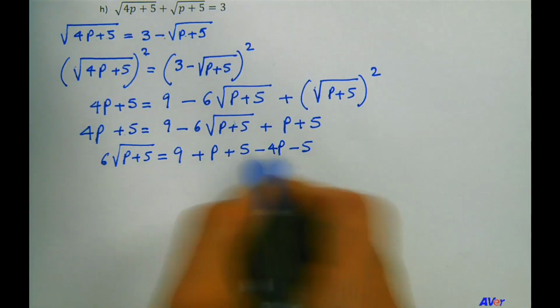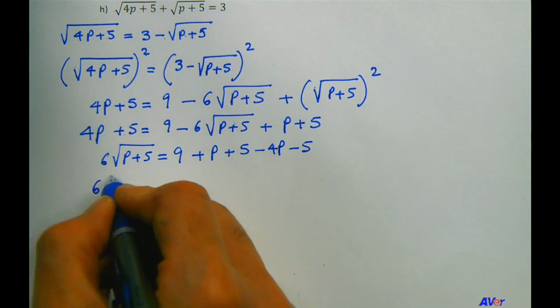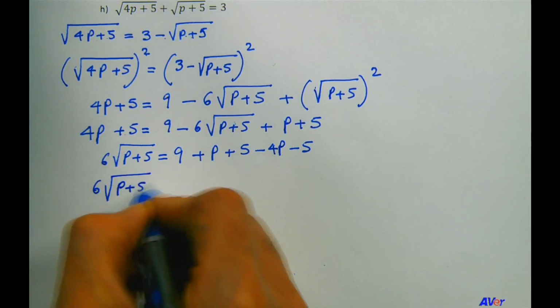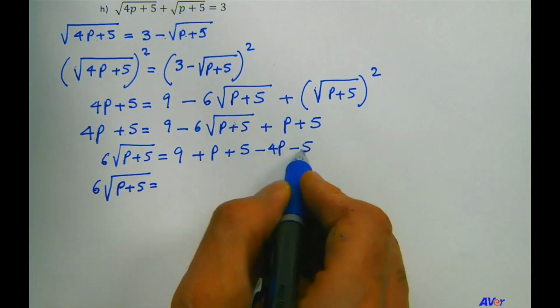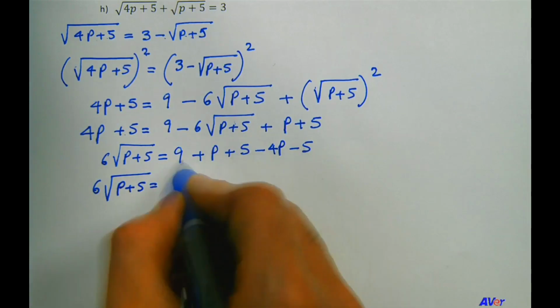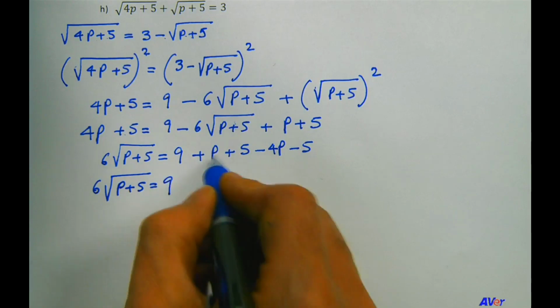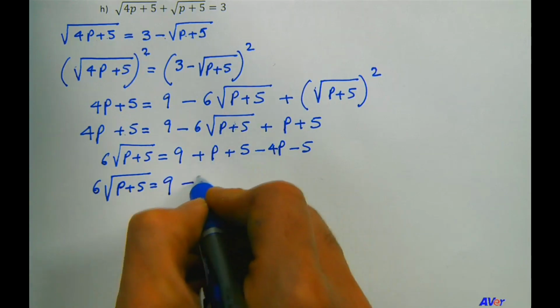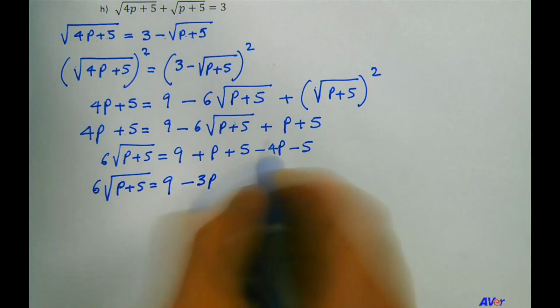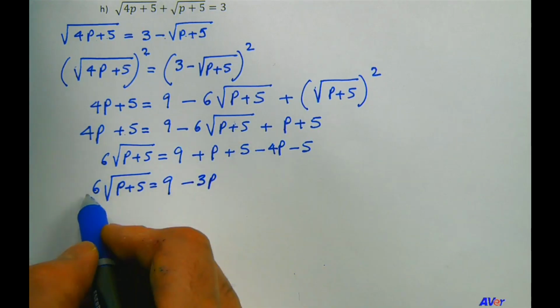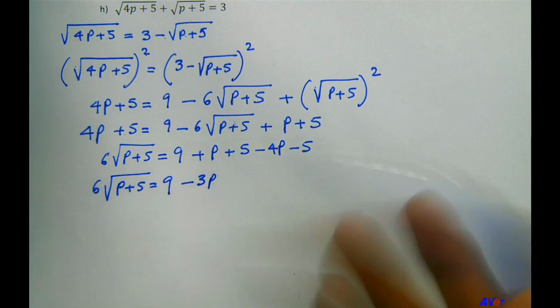So let's combine these terms. We have 6 square root of p plus 5. 5 and minus 5 add up to 0. We end up with 9, and then p minus 4p is minus 3p. Right? So we can factor this and divide by 6. We can do that.